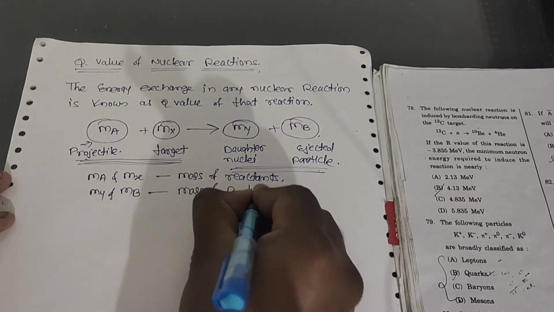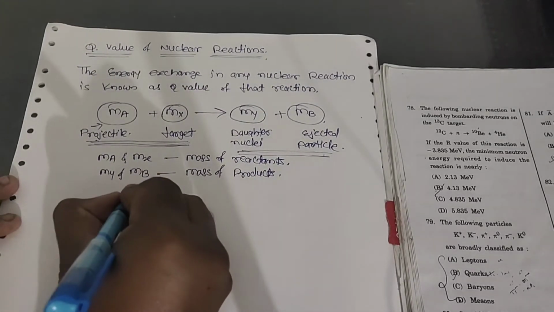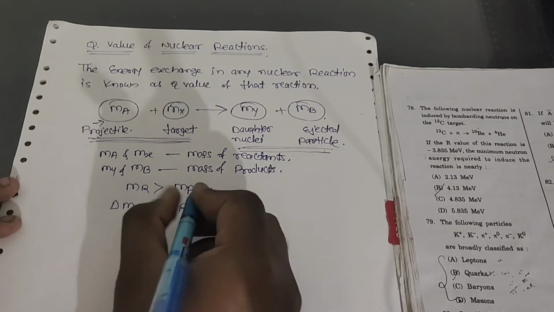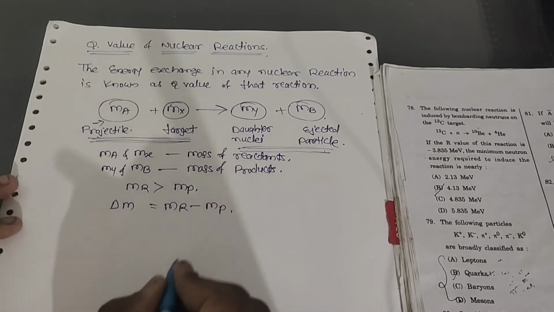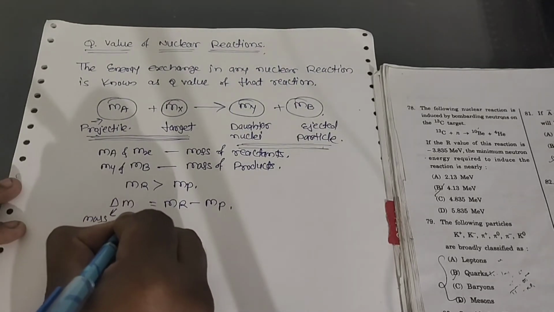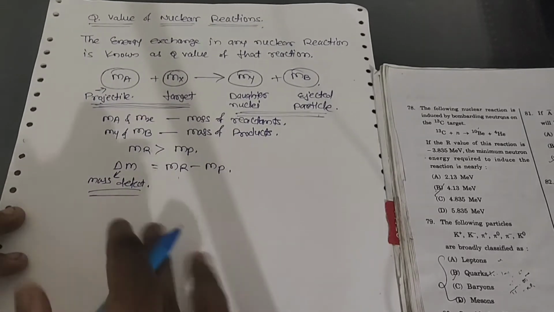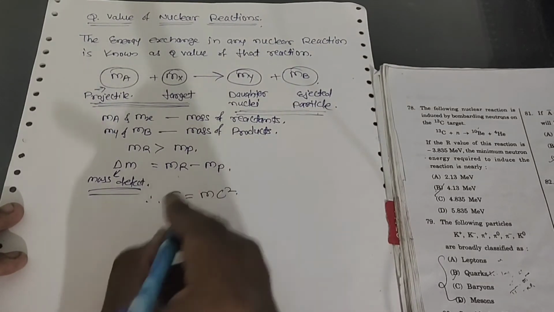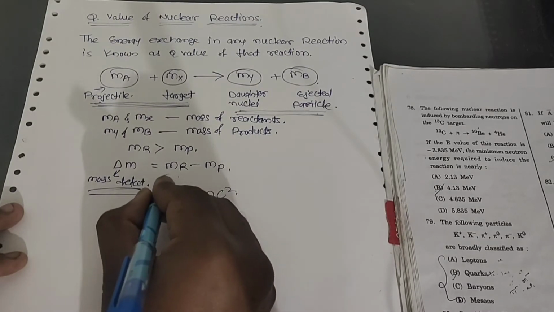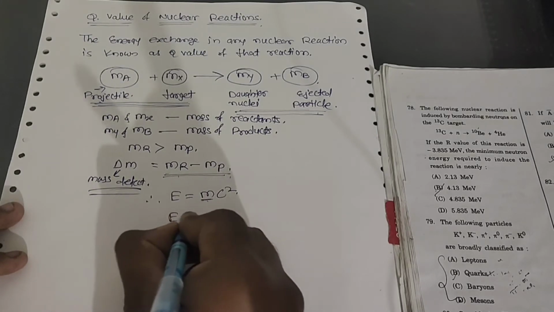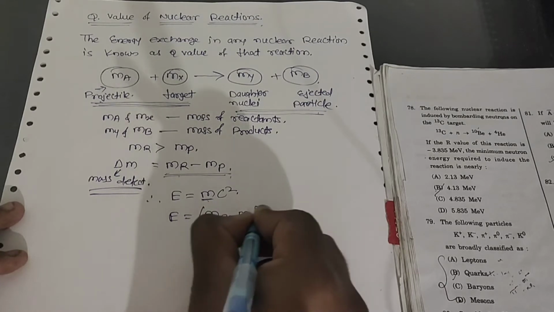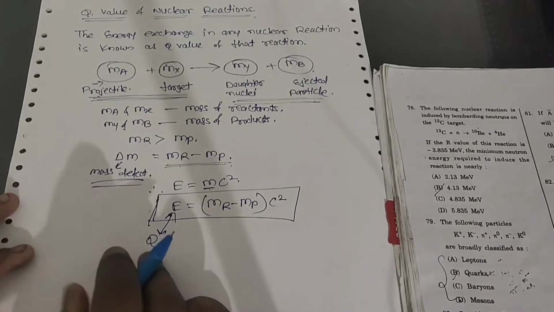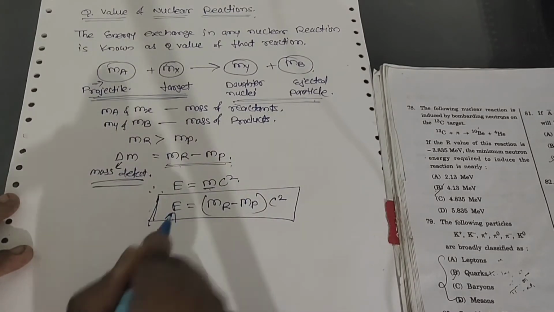Now when the mass of reactants is greater than the mass of products, the mass defect is the mass of reactants minus the mass of products. We know this formula, we have studied it in nuclear physics. We also know the equation of energy, E is equal to mc square. We put the value of mass, that is mr minus mp. It means E is equal to mass of reactants minus mass of products into c square. This exchange of energy E we call Q also. This is the Q value of this reaction.